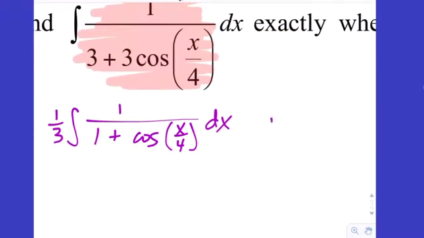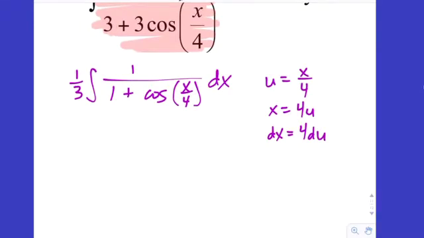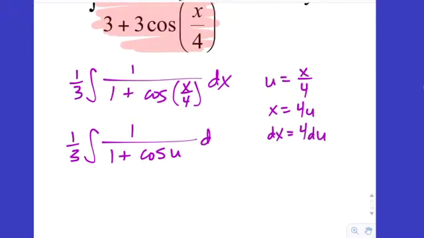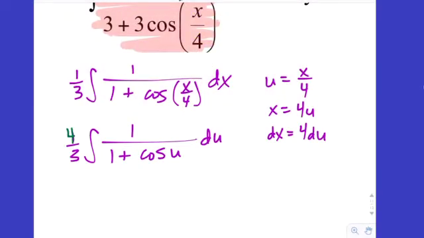So here we're kind of obviously led to let u equal x fourths. Now if I solve that for x, I get x equals 4u, and so dx equals 4 du. And fingers crossed, if I do it correctly, it may match that other form. So I got 1/3 the integral of 1 over 1 plus cosine of u, and then dx becomes a 4 times du. So I can put the du at the back, and where can I put the factor of 4? In the front with the 1/3 to make it now a 4/3 in the front, right? Replacing dx with 4 du.